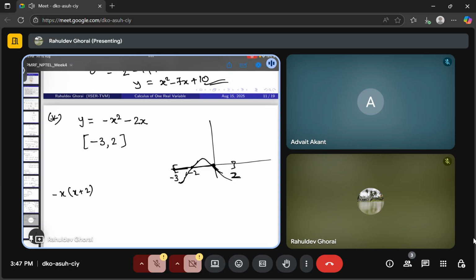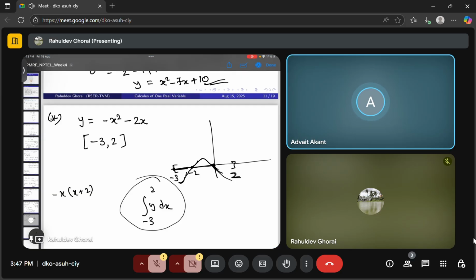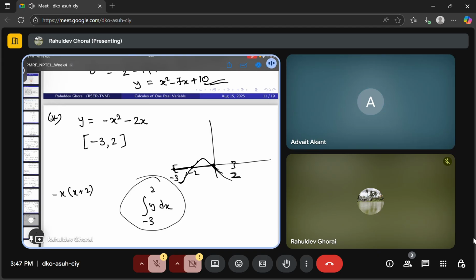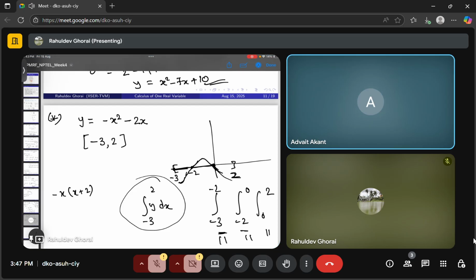Okay, so now we have to find the area, but nothing is there to do, right? Just y dx from minus 3 to 2, just take the integration, right? Yes, but we have to worry about negative and positive values. Mainly you do it from minus 3 to minus 2, minus 2 to 0 and 0 to 2, and you take the sum of the positive values, right?